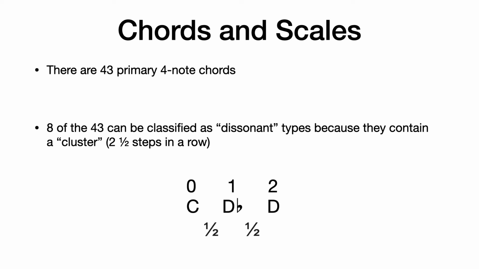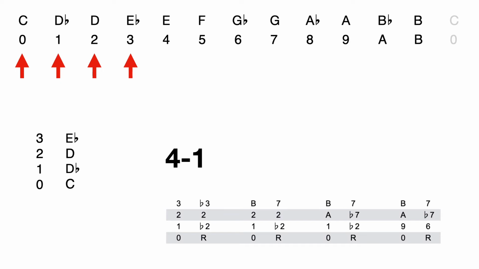inversions. However, 8 of these can be classified as dissonant types because they contain a cluster, which sounds like this. This cluster is 3 notes with a separation of 2 half steps apiece. So if we look at set number 4-1, this is 0, 1, 2, 3, or you could look at it as root, minor second, major second, minor third, and it has 2 clusters kind of put on top of one another. So 0, 1, 2 and 1, 2, 3 are both clusters.